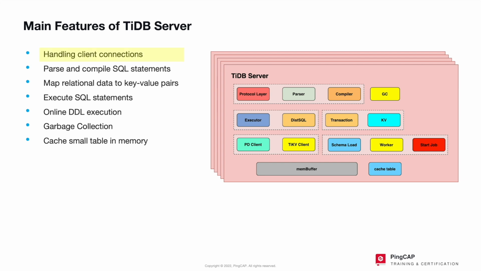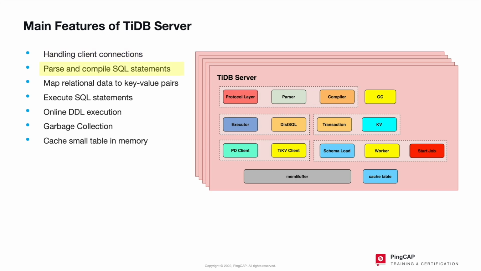1. Handling client connections. Users are authenticated by username and password. Database privileges are primarily enforced by the protocol layer. 2. Parsing and compiling SQL statements. The TiDB server parses and compiles SQL statements. During the compilation process, it optimizes and generates a distributed execution plan. These tasks are performed by the parse and compile modules.